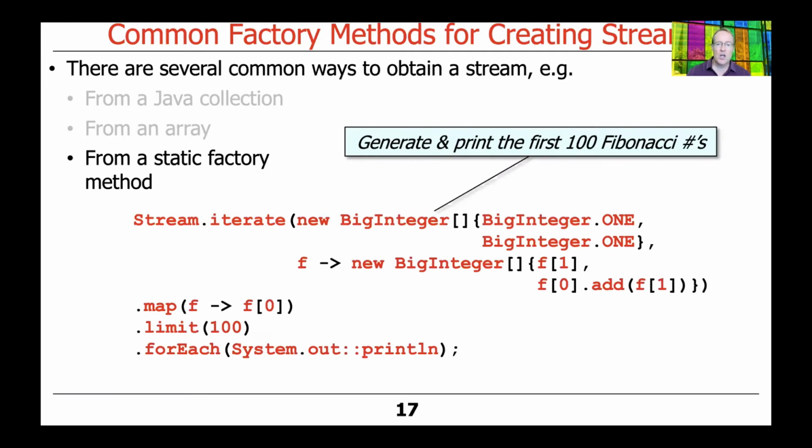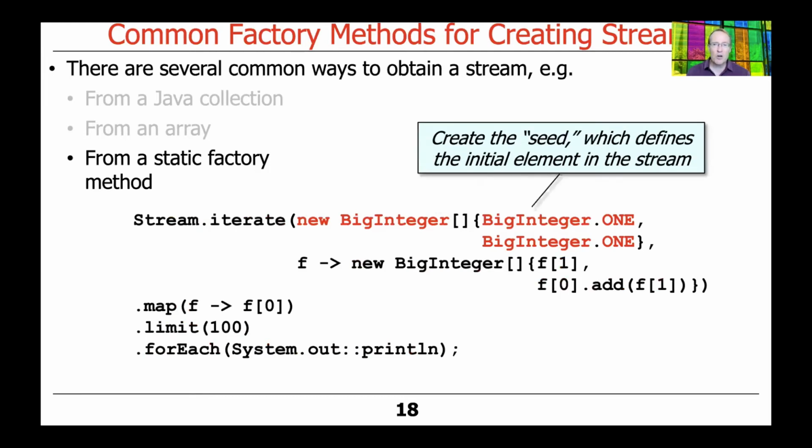This is pretty cool. So this program that I've highlighted here creates and prints the first 100 Fibonacci numbers, but the 100 is just something that we arbitrarily limited to. We could go forever if we wanted to, and I'll show you how to do that. So the way that iterate works is you give it something called a seed, and the seed is used to define the initial element in the stream. So here you can see that we say new BigInteger, and we make ourselves a 2-element BigInteger array where both BigIntegers in location 0 and 1 are given the default value of 1. And that, of course, is how you seed the Fibonacci sequence.